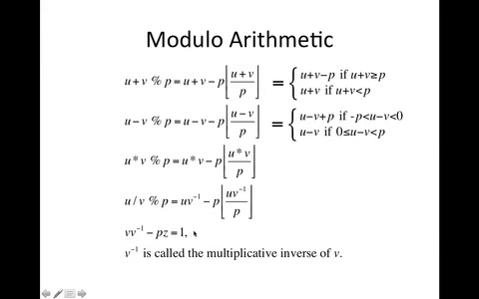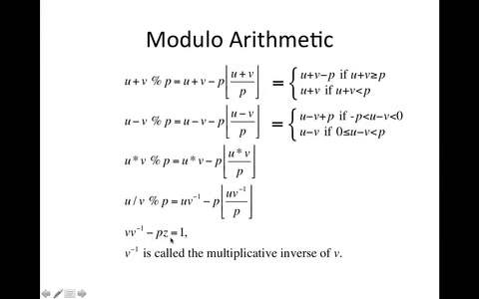Now here I just simply mentioned that this number v inverse is that number which, when multiplied with v, then gives a remainder of 1. So you can actually move this one over to the other side.